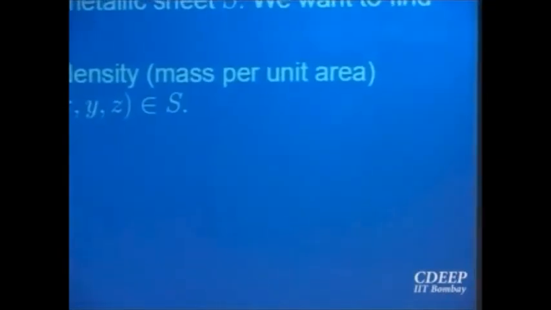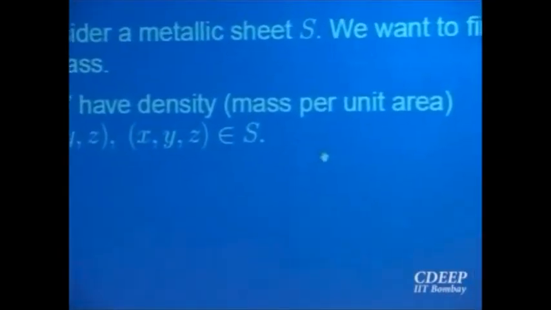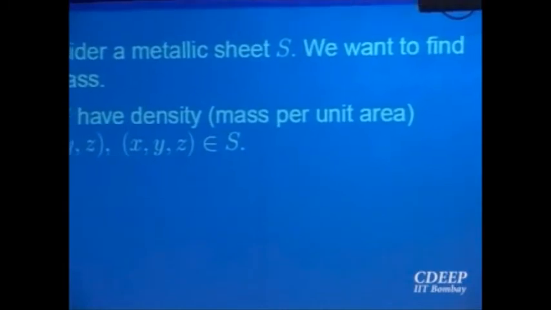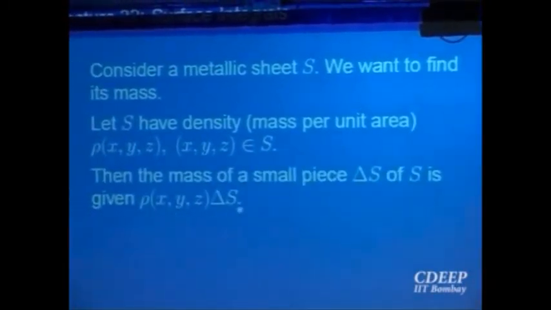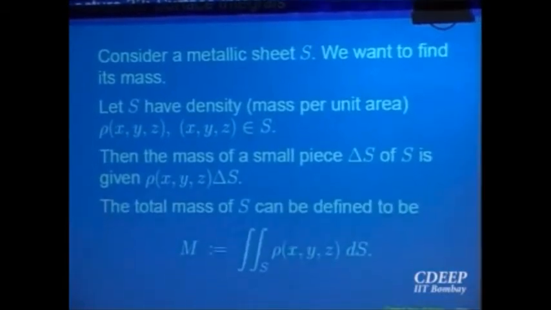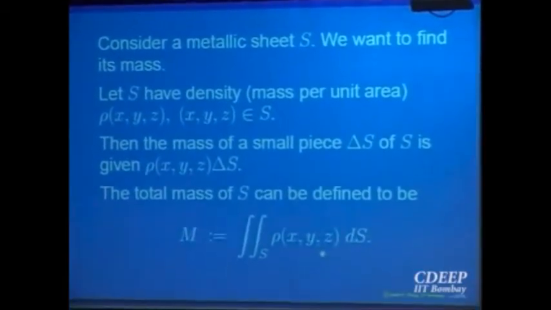So consider a metallic sheet S, we want to find its mass. So let us say density, so density is mass per unit area, right? That is what the density of a thin metallic sheet will mean. So for a small piece, this is going to be the mass. So the total mass should be something like this, right?